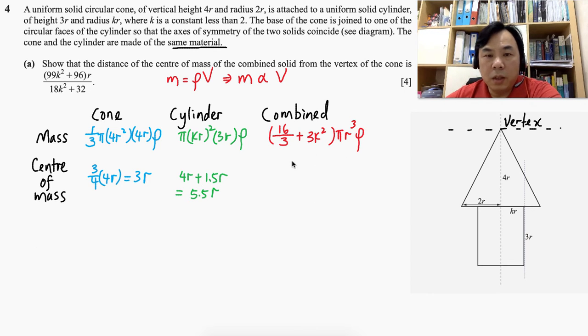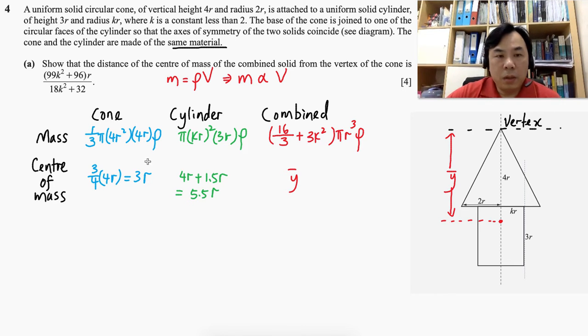And then finally, the combined center of mass, which we don't know. If we label the distance from the vertex as y, I would assume in this case it might be somewhere here or somewhere here, for instance. So let's assume that it's somewhere here. Then I will just label the distance measured from the vertex to the center of mass, maybe here or at the top. I'll use this symbol, y bar here. Okay. All right. Now I hope that is clear.